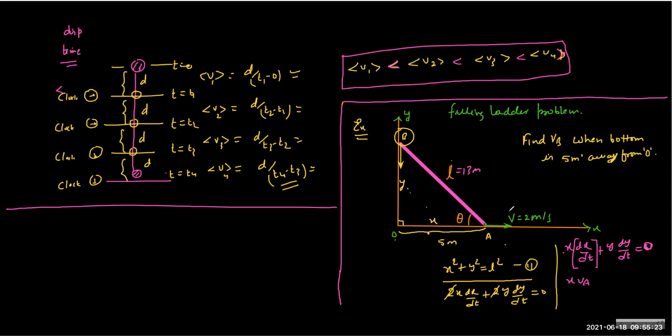Now, because of the velocity of A, can you tell me whether x is increasing or decreasing? Increasing. So when the variable increases, we write plus VA. That's why I have written VA. And dy by dt is what we are looking for. As B goes down, will y decrease or increase? Decrease. Correct. So VB we write as minus dy by dt. So we can write here minus VB. So we have the relation: x VA plus y into minus VB equals 0.